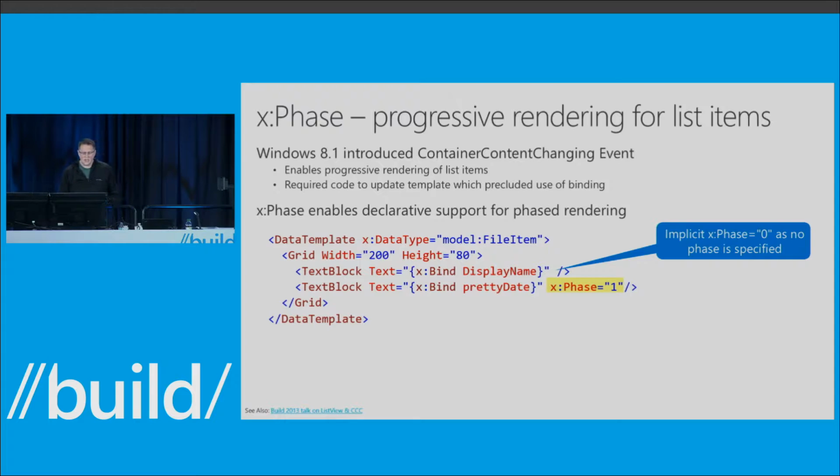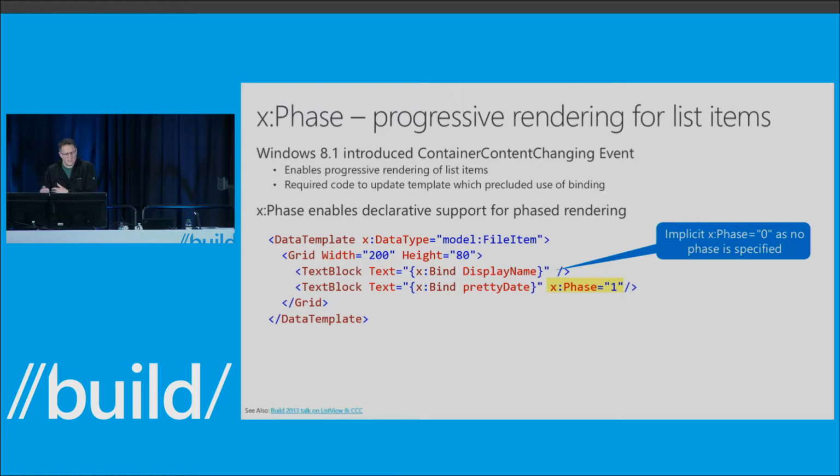So what I've got here is a data template, a couple of text blocks in it. This is a smaller example of a larger demo I'll show in a minute. What I want to do is prioritize what I show, in order. So I want the display name to always show, so I've not given that a phase. I've left that as implicit, which makes it phase 0.